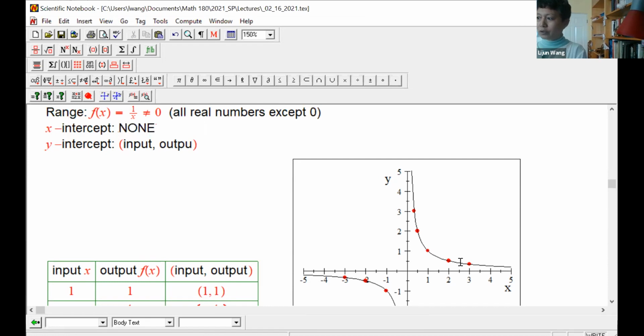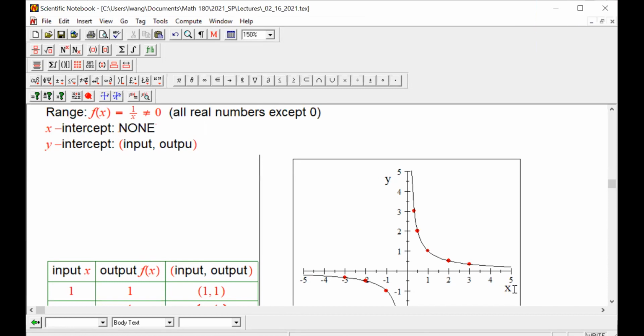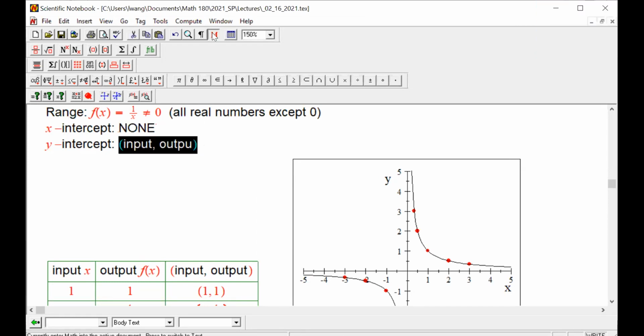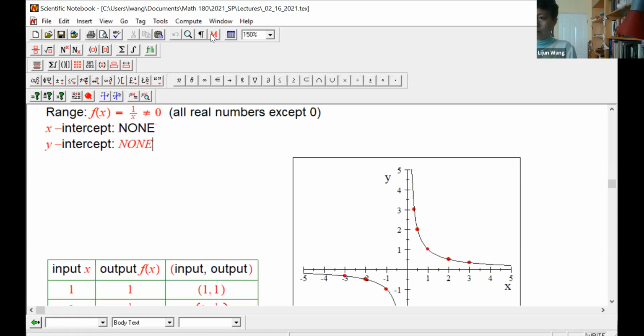Do you see the curve cross the x-axis anywhere? Is there a crossing with the x-axis? No. Did you see a crossing? Please tell me. No crossing. Does the curve cross the y-axis? No. None.